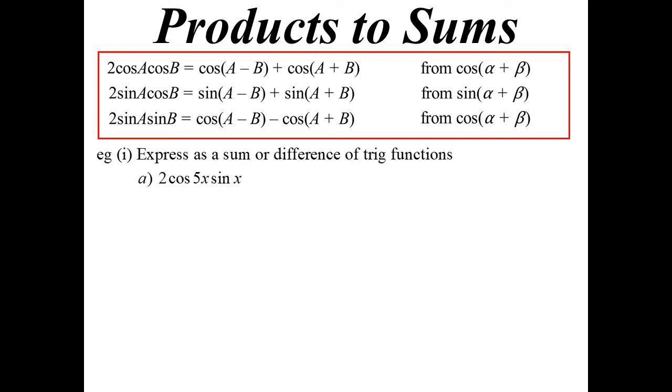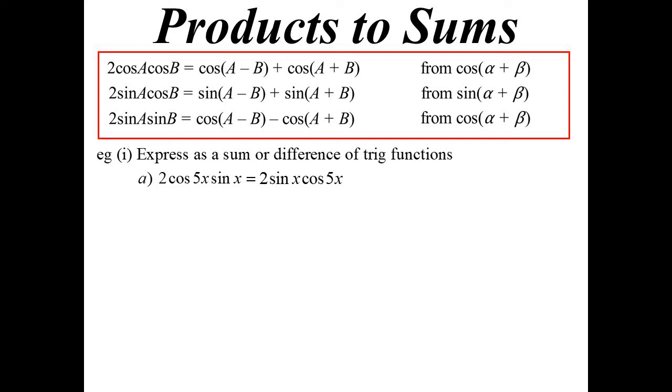Let's use it. Express as a sum or difference of trig functions. So if I want to get 2 cos 5x sine x, now I deliberately put the cos first here to point something out. In my head, the formula is sine cos, because I always think sine cos. Easy enough to change. Okay, so that's 2 sine x cos 5x.